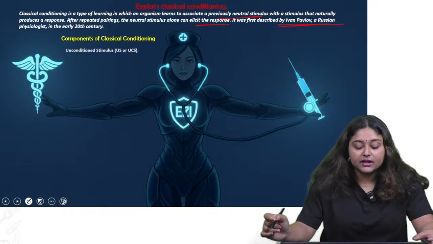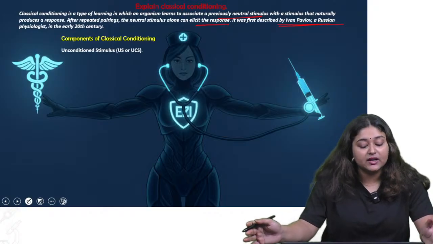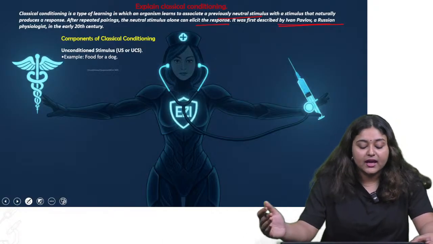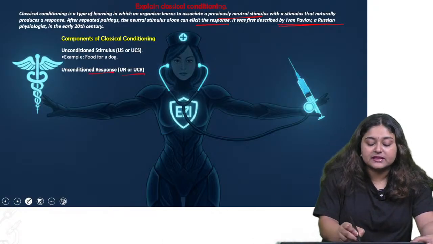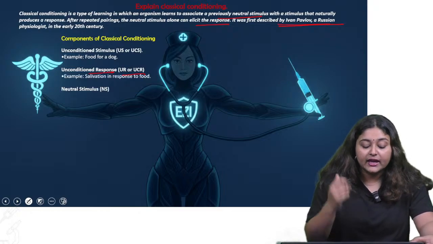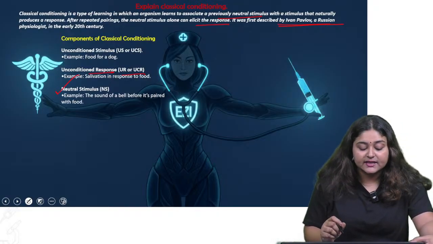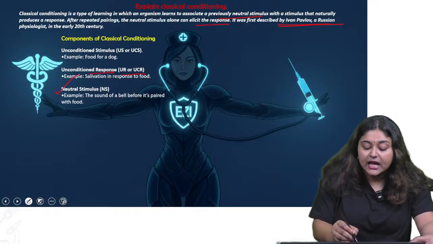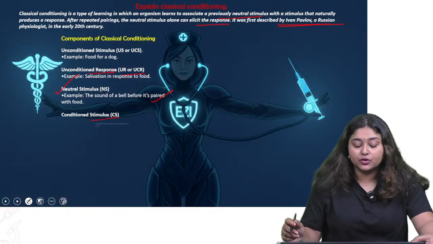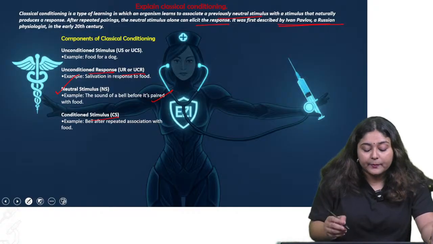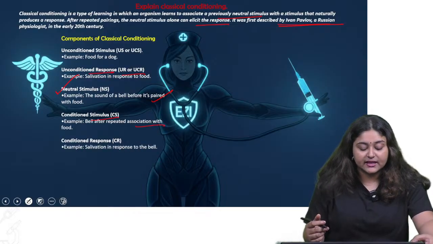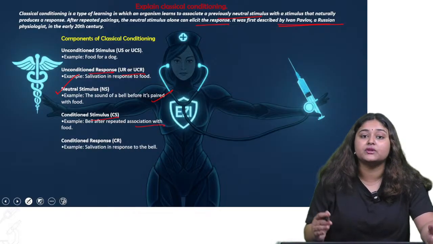So what are the components? First is the unconditioned stimulus, the US or UCS, for example, food for a dog. Next is the unconditioned response, the UCR, for example, salivation in response to food. Next is the neutral stimulus, the NS, for example, the sound of a bell before it is paired with food. Next is the conditioned stimulus, the CS, for example, the bell after repeated association with the food. Next is the conditioned response, the CR, for example, salivation in response to the bell.